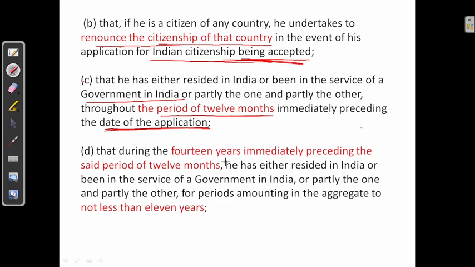Next, during the 14 years immediately preceding the said period of 12 months, he has either resided in India or been in service of the government of India for a period amounting in aggregate to not less than 11 years. So prior to the 12 months, in 14 years, at least 11 years he should reside in India or work for the government of India. Then only he'll get the citizenship through naturalization.